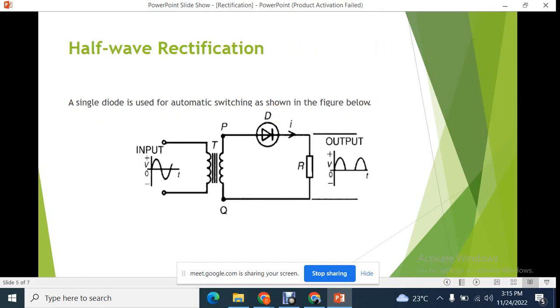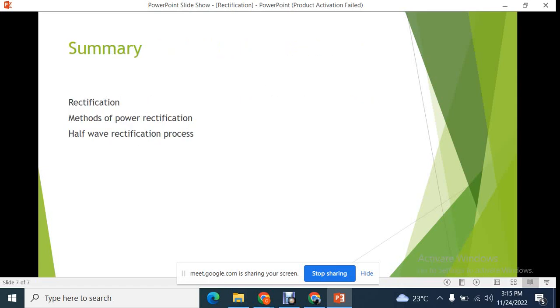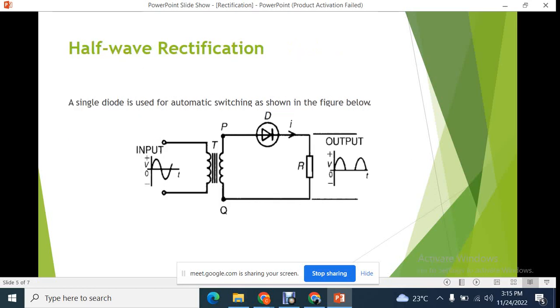I have a question. Yes, go ahead. On the half wave rectifier waveform, we have a portion of the waveform that is missing. From this diagram, can you tell us why it is missing?